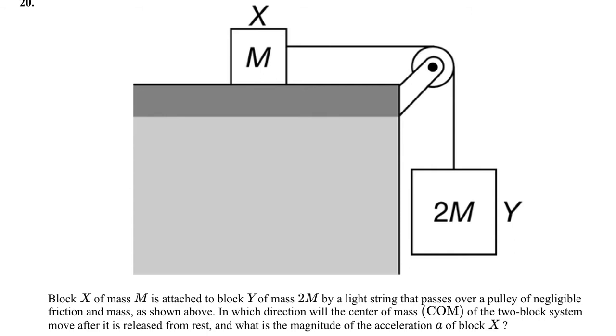All right, going on to the next question. Block X with mass m and block Y with mass 2m. They both have a center of mass. So we know that center of mass is going to favor the heavier side. So this is my center of mass. It's going to be closer to 2m because it's heavier. So COM.